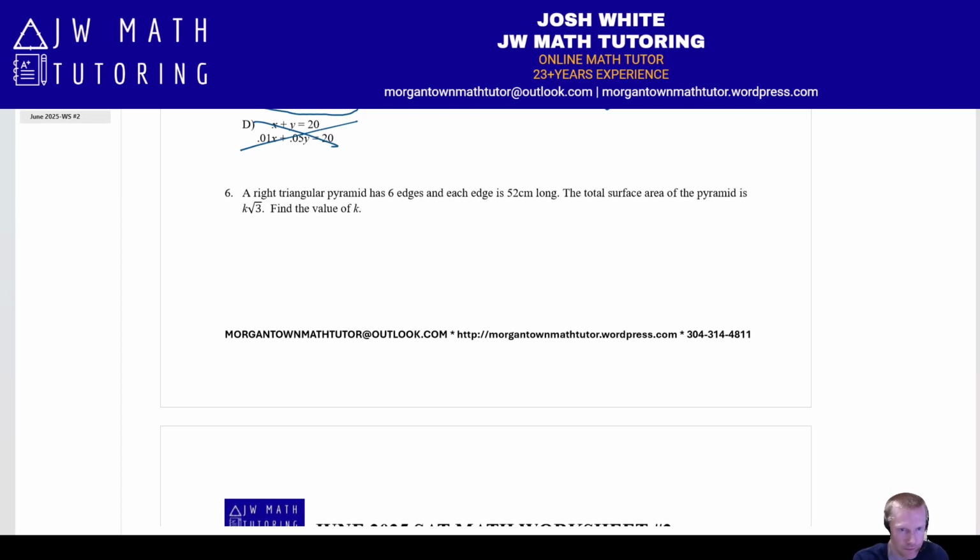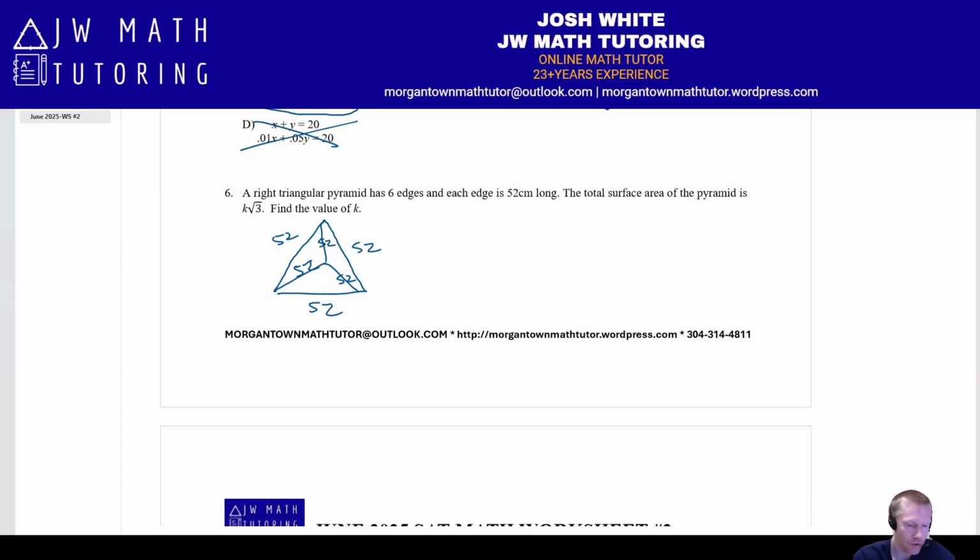So if you think about a pyramid, okay, this is maybe a bad drawing. See if I can get this a little bit better. Okay, there we go. Each edge is 52. You can see there's 6 total edges. So the total surface area is some number, root 3. So what's the value of k?